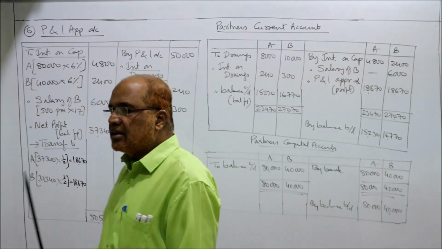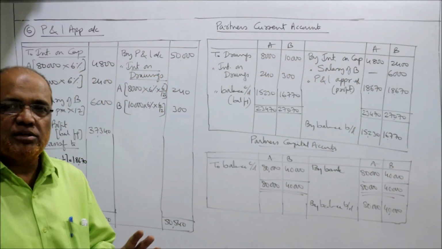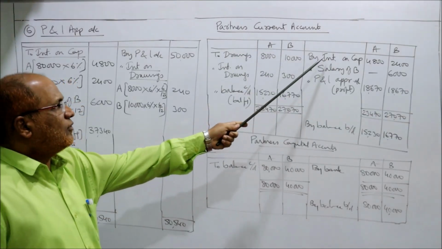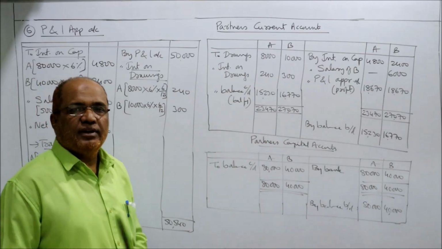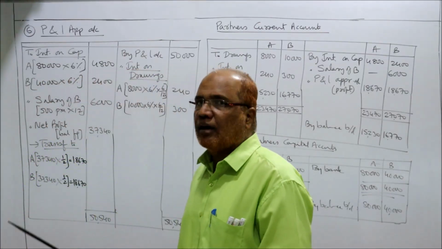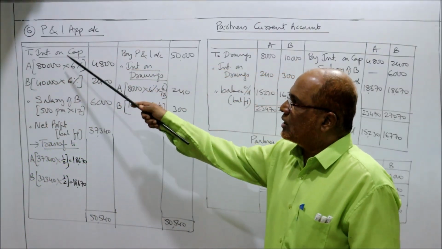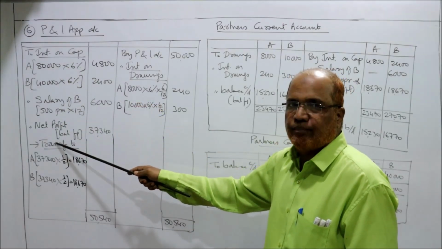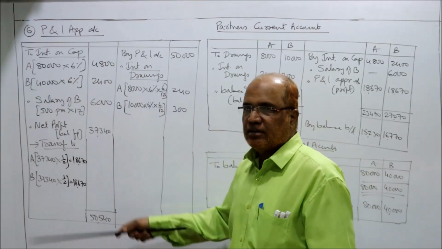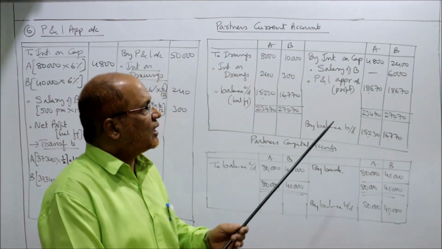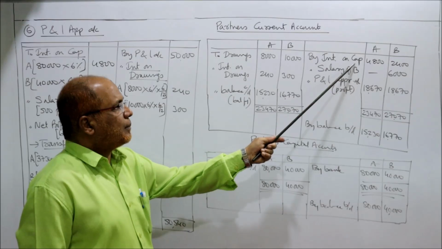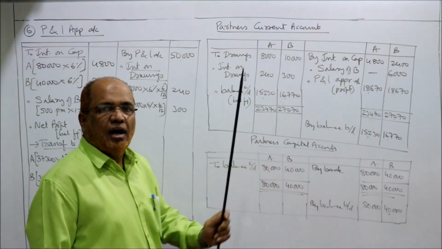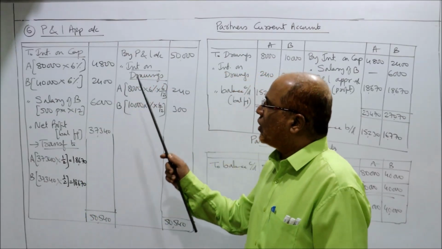Now, partners are maintaining the fixed capital method. So we have to make the current accounts, partners' current account. We don't have opening balance. So directly we take the items from the P&L appropriation account. On the debit side, interest on capital, salary and profit, 3 items are there. Those 3 items we take on the credit side: by interest on capital, by salary of B and profit. These 3 items.